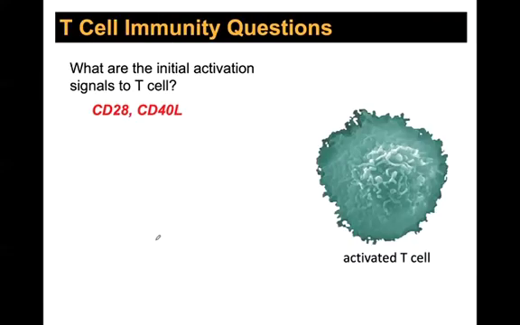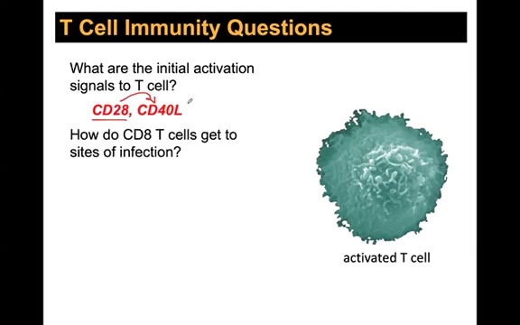Okay, so I know we've covered a lot today, but I'm sort of distilling it just to the things you need to know. What are the initial activation signals to T cells, in particular the CD8 T cells? So CD28 is the costimulatory protein that allows the cell to start making CD40 ligand, IL-2 receptor and IL-2, right? We should put IL-2 here and the IL-2 receptor.